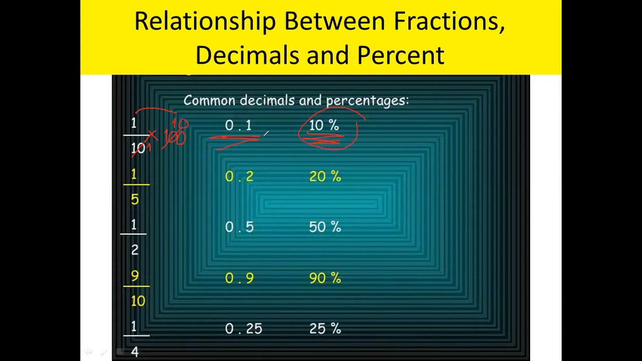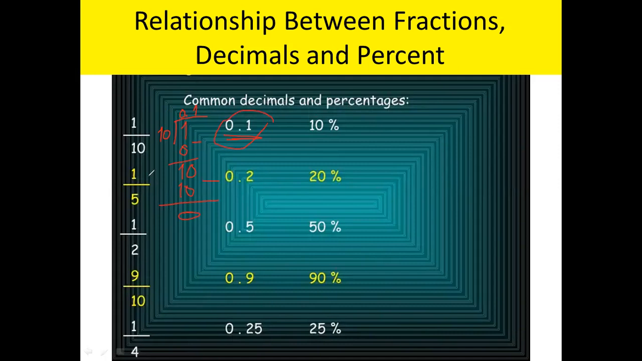Again, where did we get this 0.1? We can divide 1/10. 1 divided by 10 is 0, and then minus. So we have here 1, we add 0. 10 divided by 10 is 1. So therefore we get 0.1 as our decimal.